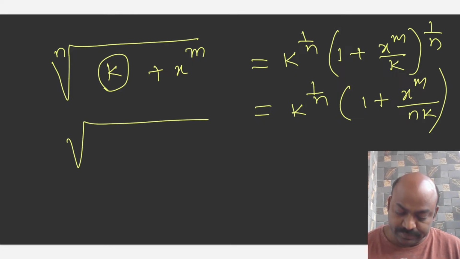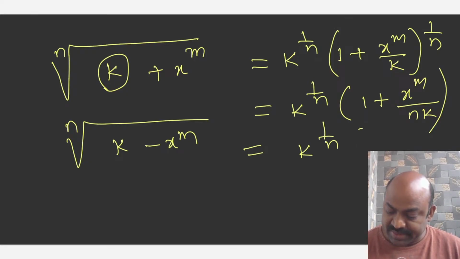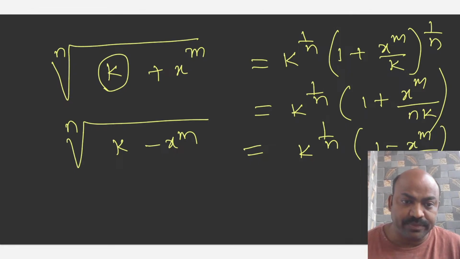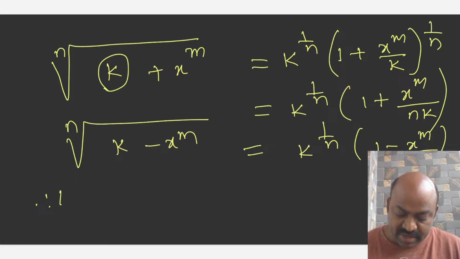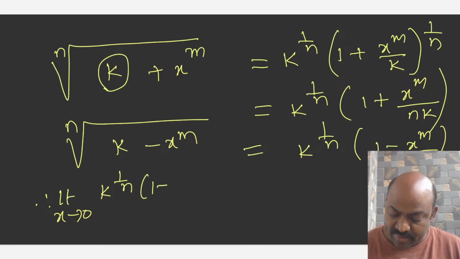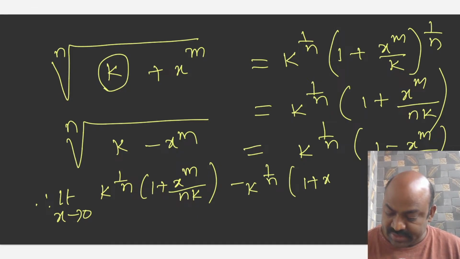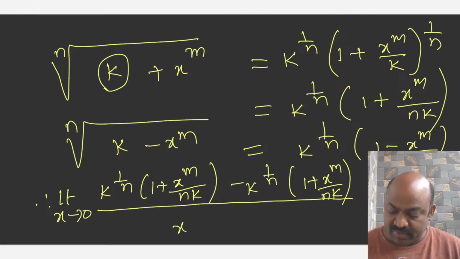Similarly, this guy will become as... Therefore, the question will become limit x tends to 0. Can you write down? k power 1 by n, 1 plus x power m by nk, minus k power 1 by n, 1 plus x power m by nk, by x power m. Clear?